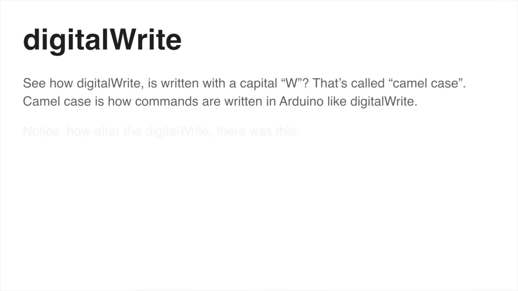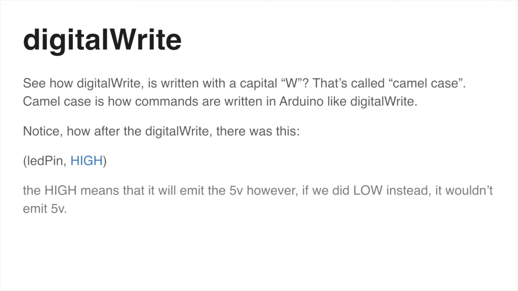We're going to get a little bit more in depth about that. Notice, again, this is talking about camelCase, and all of our commands are going to be written in camelCase, and they will pop up orange. A big thing to notice is that after the digitalWrite, you had LED pin, comma, space, HIGH.